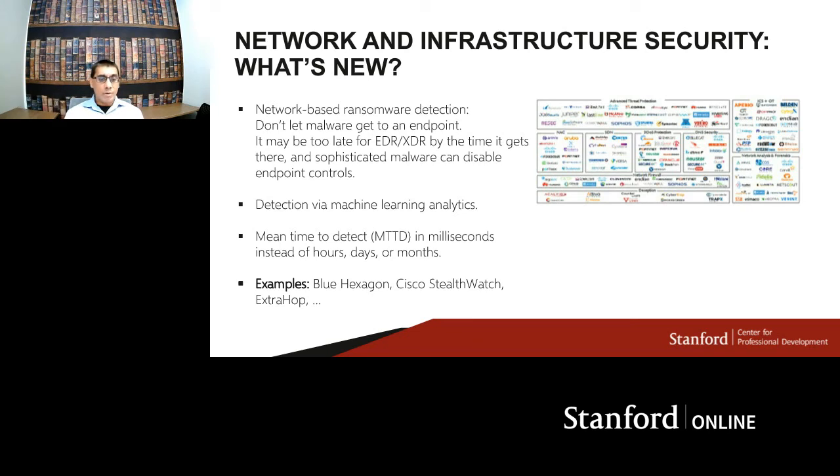There's a number of companies in this space: Blue Hexagon, Cisco Stealthwatch, ExtraHop. They're now employing these kinds of tools. Blue Hexagon has, for instance, been doing a great job, and there's some new information coming up around that. But basically, a lot of the vendors in this space are bringing more network-based detections and using increased levels of sophistication to detect things even before they hit endpoints. And so that's what's been new in the network and infrastructure security area.